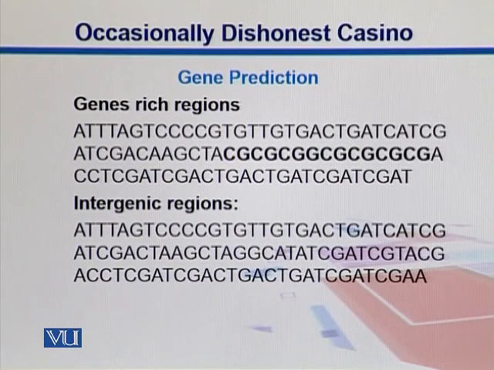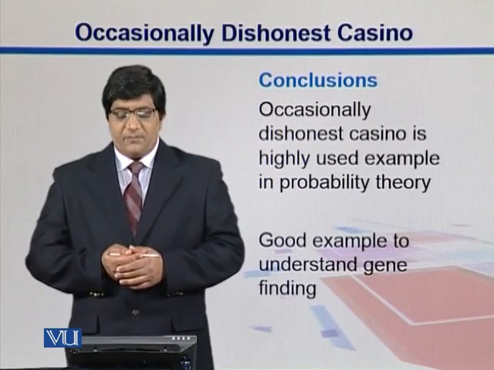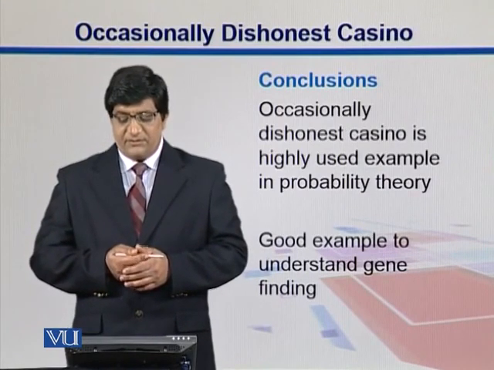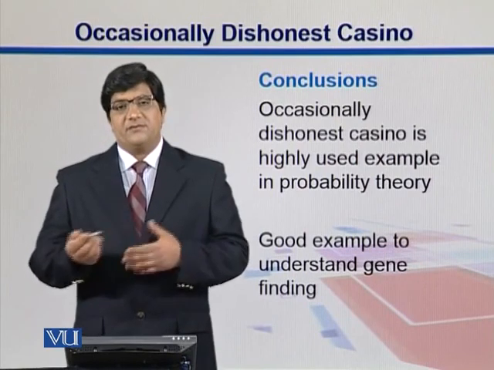So guys, this is the example where the occasionally dishonest casino helps you understand the structure of the genes. The occasionally dishonest casino is a highly used example in probability theory, and it is a good example to illustrate and understand the process of gene finding.